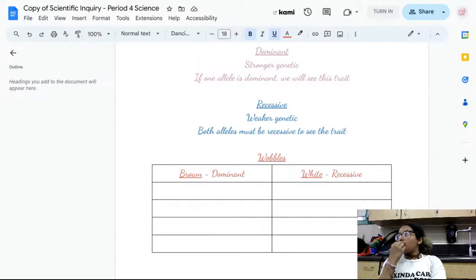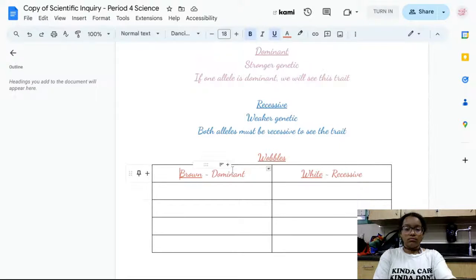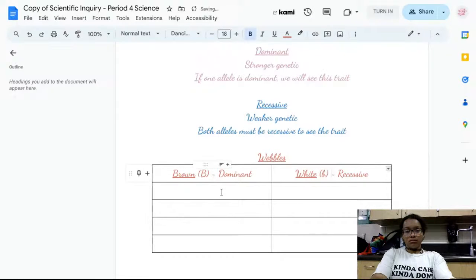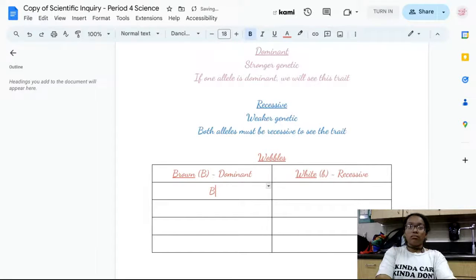If you look at it, there's only 2 pairs that have both white, and brown is more dominant than white. So we know that this is the dominant trait. The only way we're going to see white is if we have both lowercase letters. So Morgan says 2 of them are white. That means everybody else has to be brown because of the dominant trait.